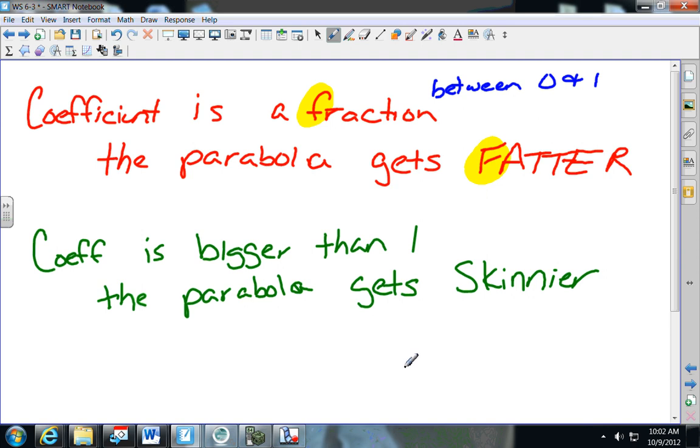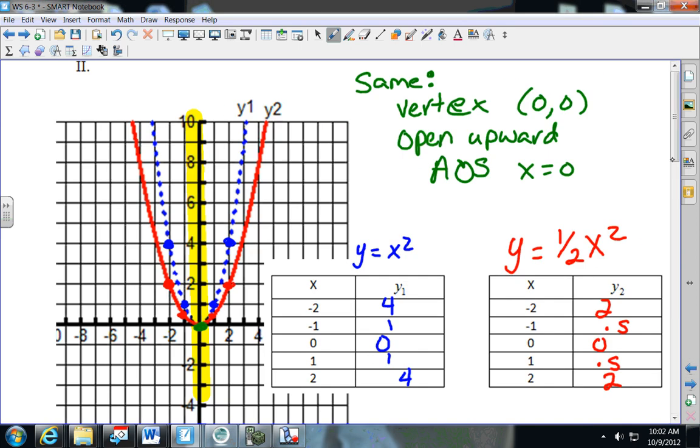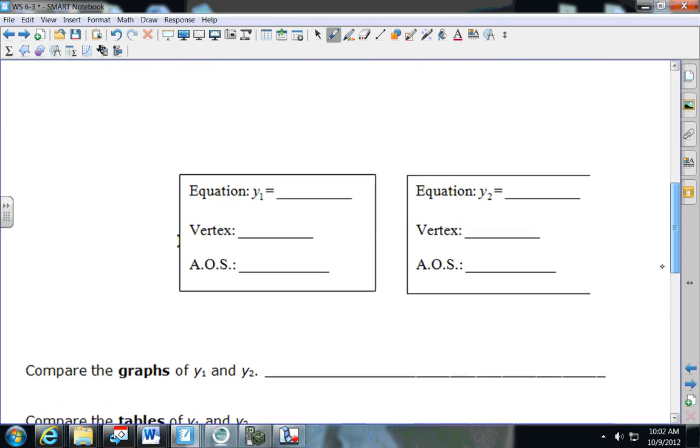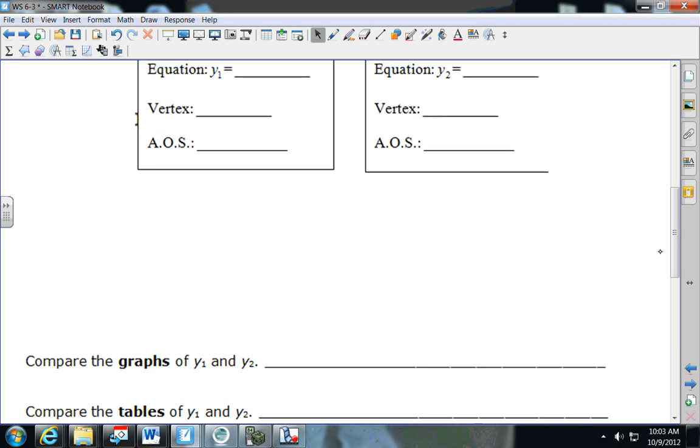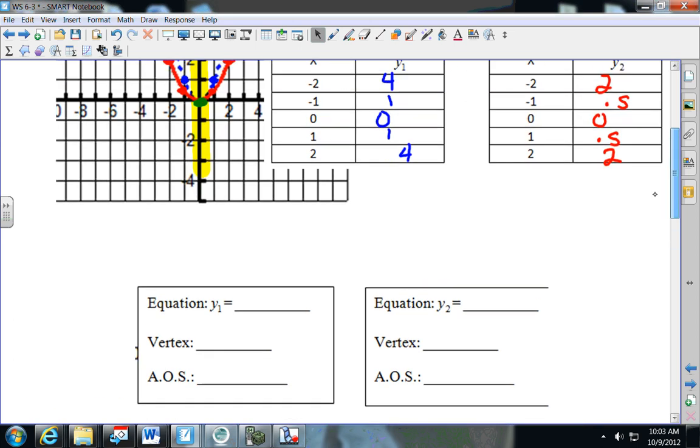Okay, down there in the questions, for the most part, I've answered down here. Let's see, the first one, I don't know why these are so low. On the blue one, the equation is y equals x squared. This is your parent function.